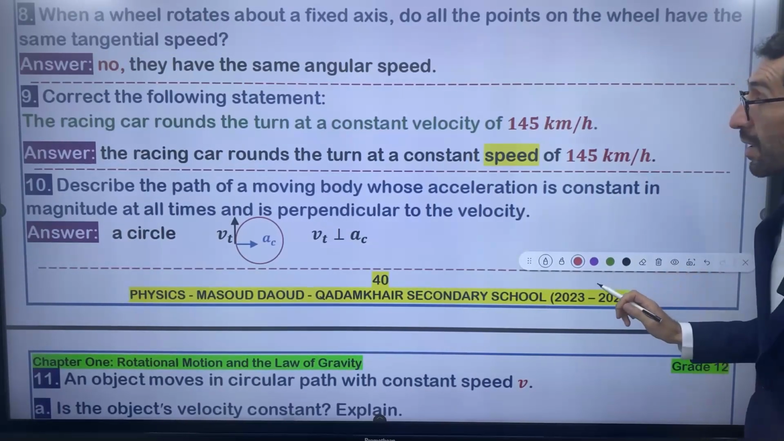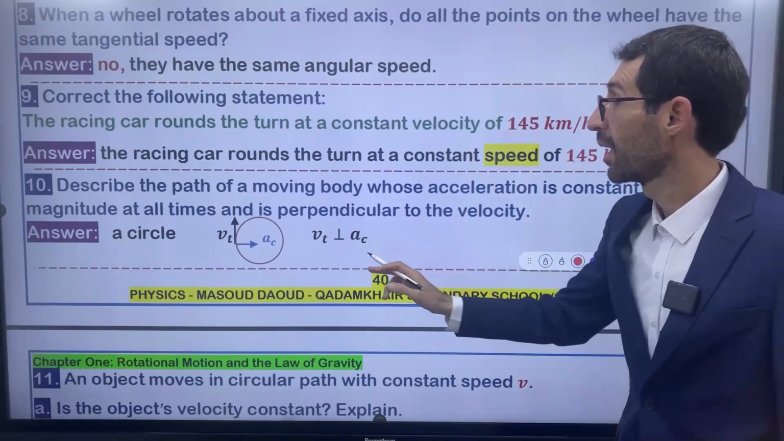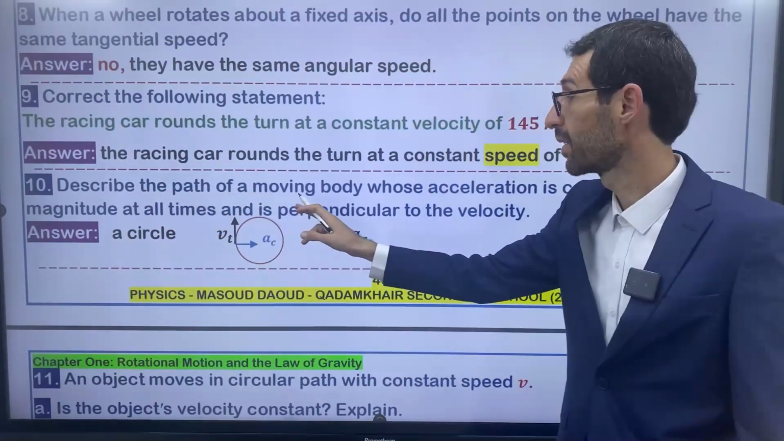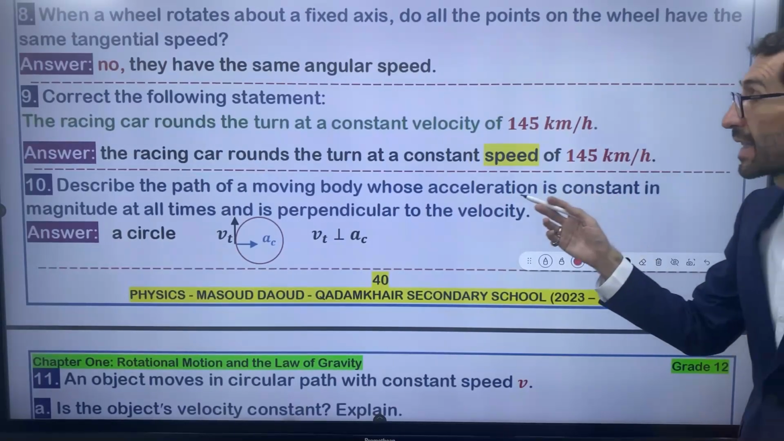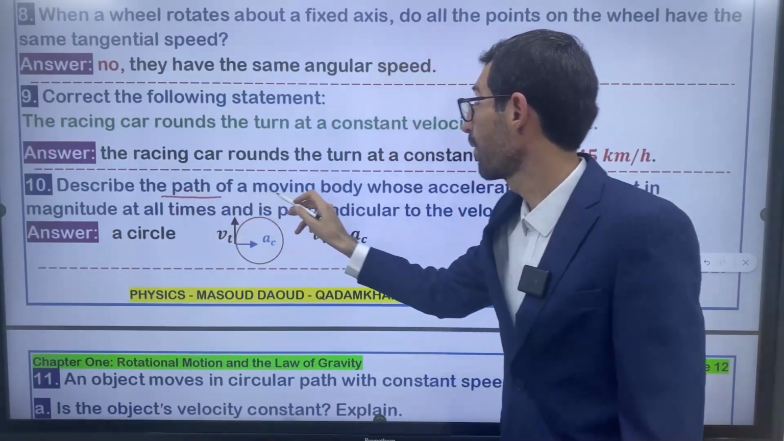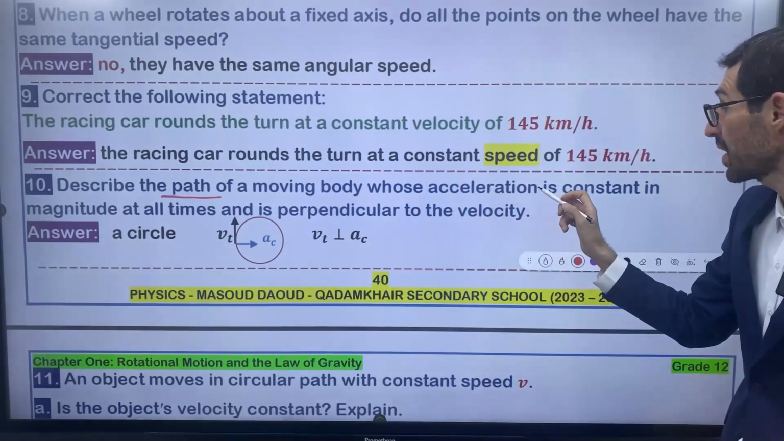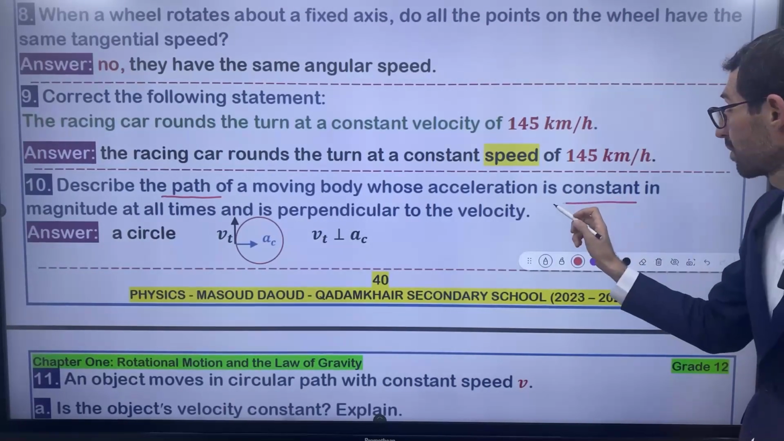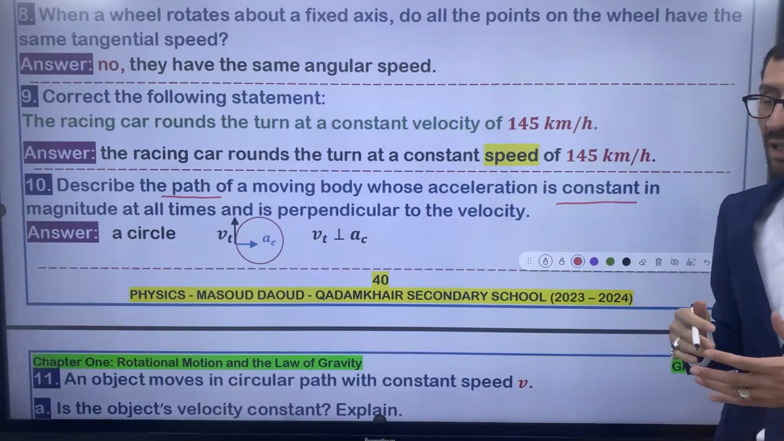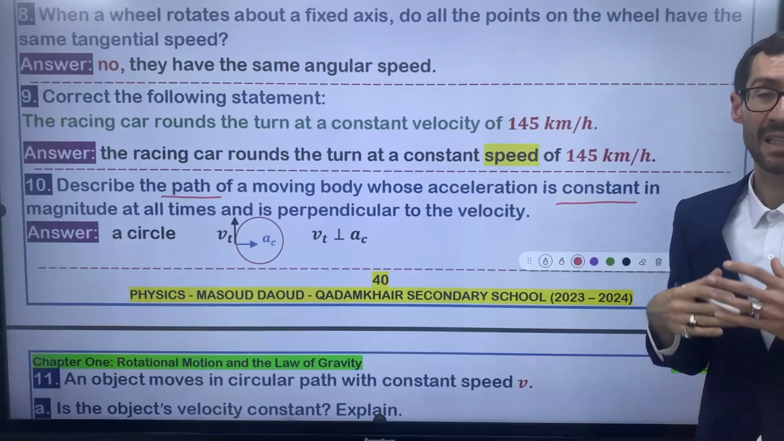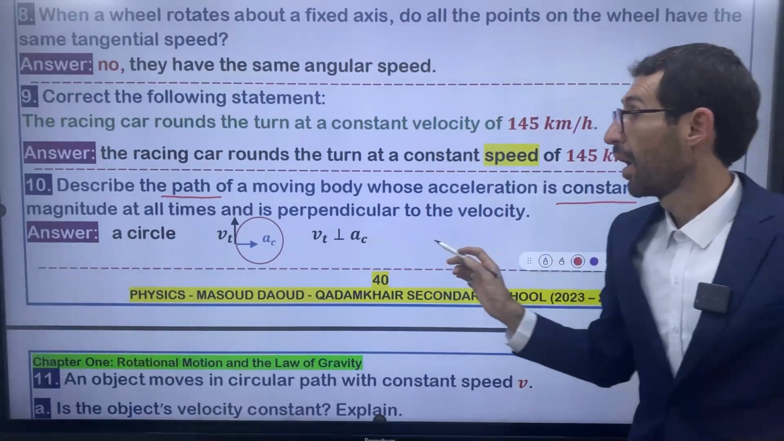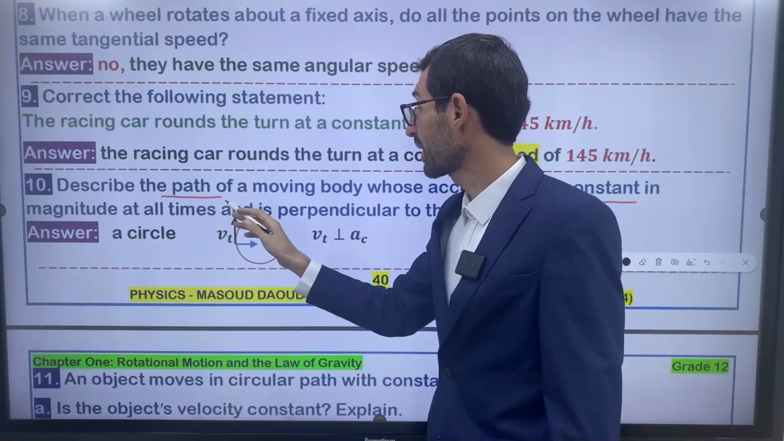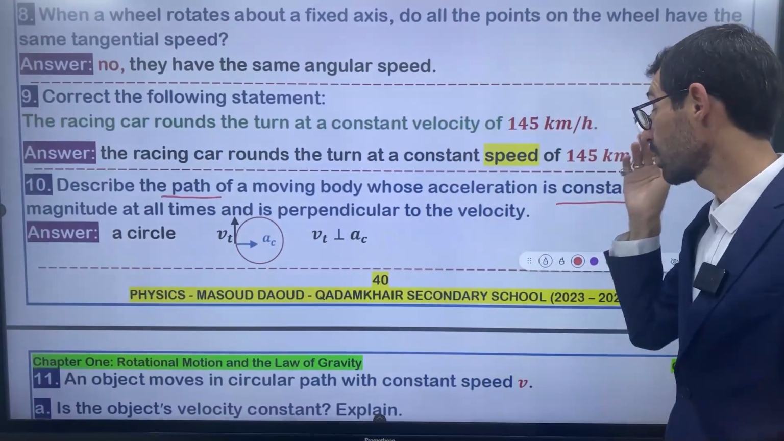Let's move on to question number 10. Describe the path of a moving body whose acceleration is constant in magnitude at all times and is perpendicular to the velocity.